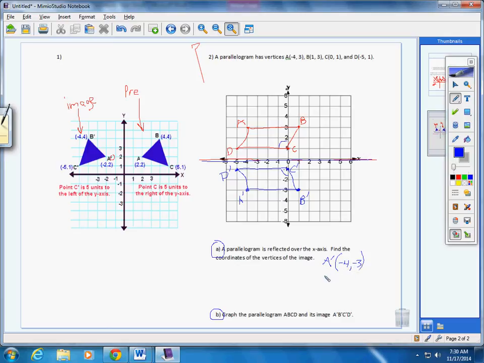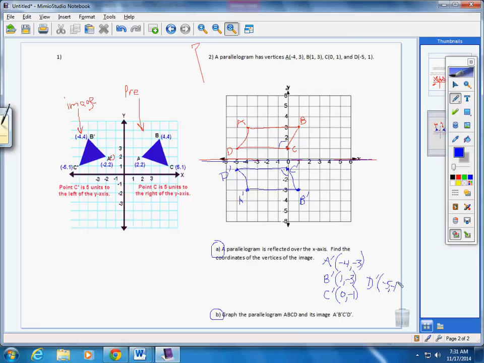And B prime, where is it sitting? It's sitting at 1, negative 3. And C prime, where is it sitting? 0, negative 1. And D prime, where is it sitting? At negative 5 and negative 1.